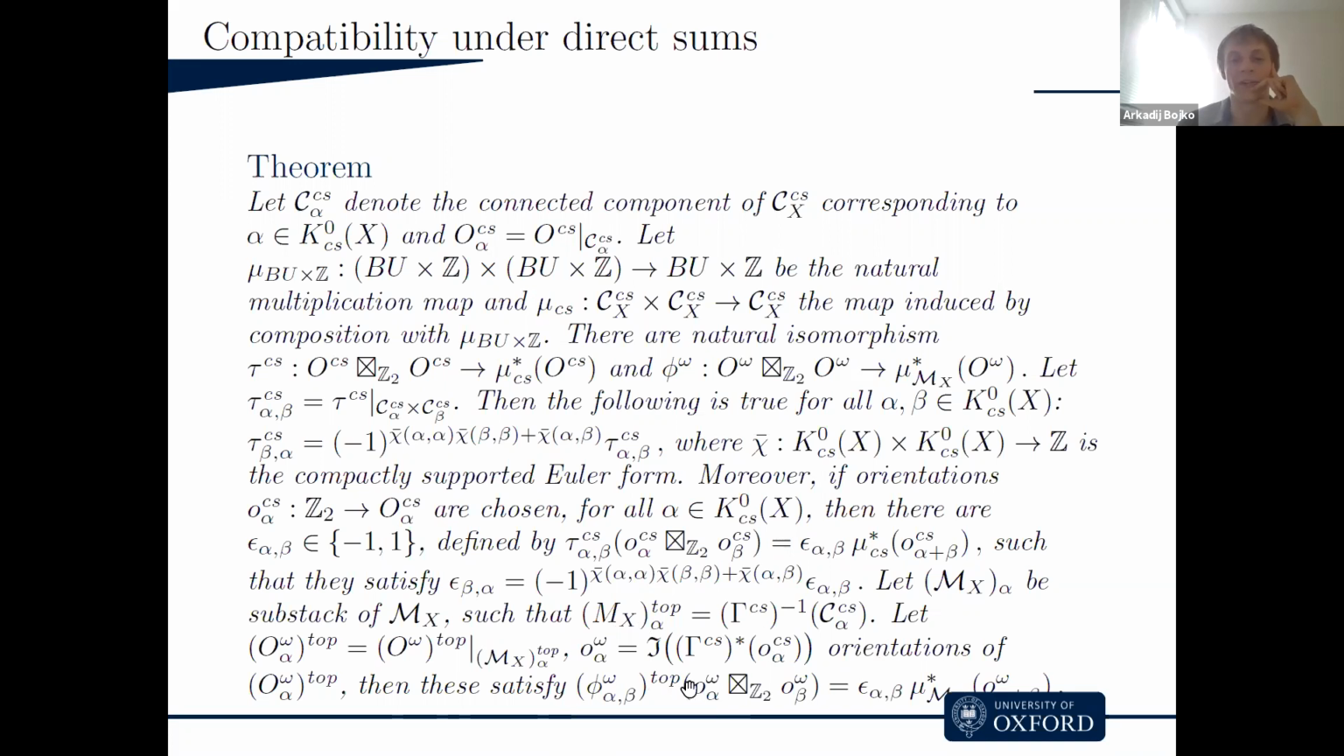And the pullback of the orientations satisfy the relations that the differential geometric orientation satisfied, namely that they differ by these signs given for K theory classes alpha, beta, satisfying the commutativity relations I mentioned above. So this is where I'm going to end my talk.